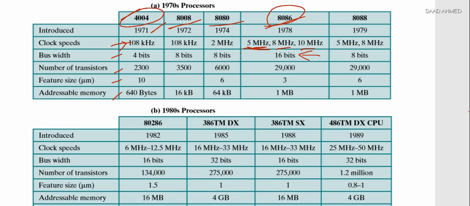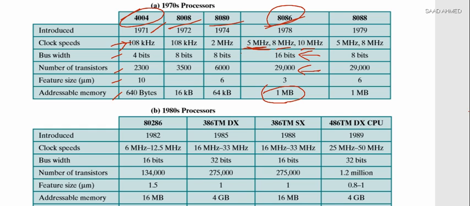Then it was produced using 2900 transistors, and the size was very small. The addressable memory, which is important, is 1 megabyte, so it can access 1 megabyte of memory. Nowadays we have systems with a minimum of 4 gigabytes of memory, which is good enough for handling today's software and all that.